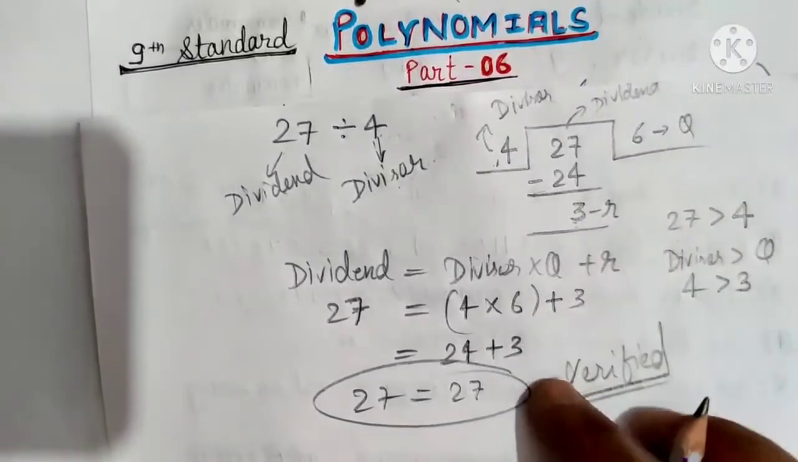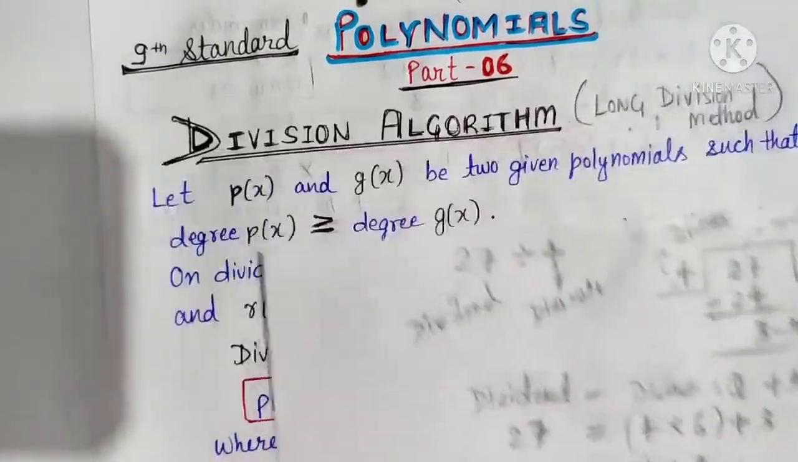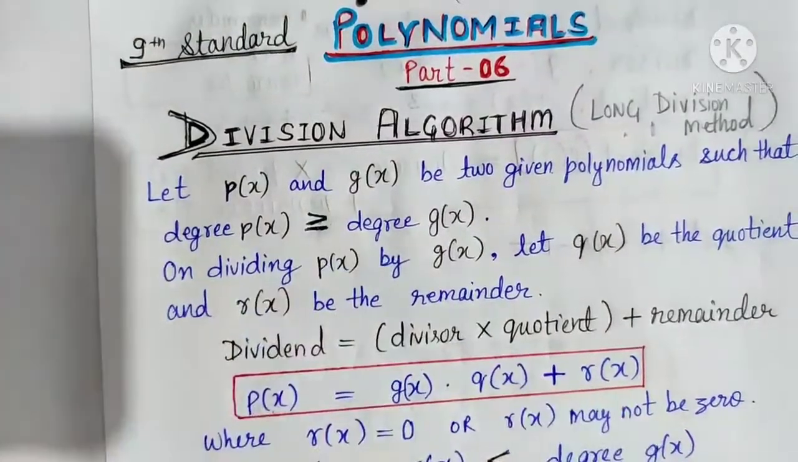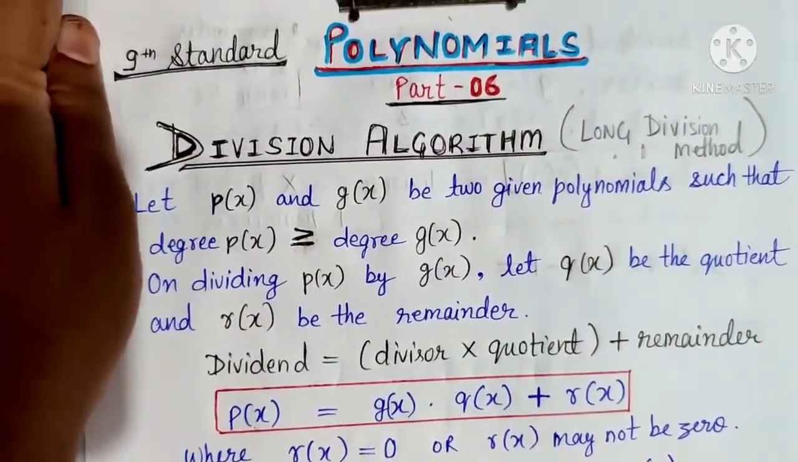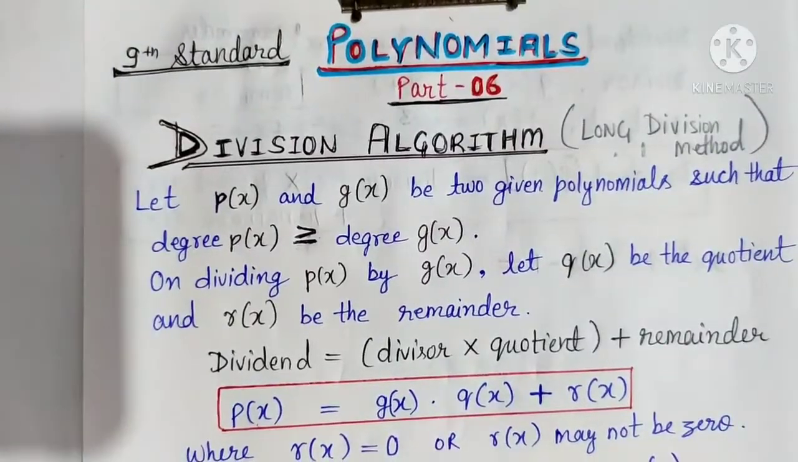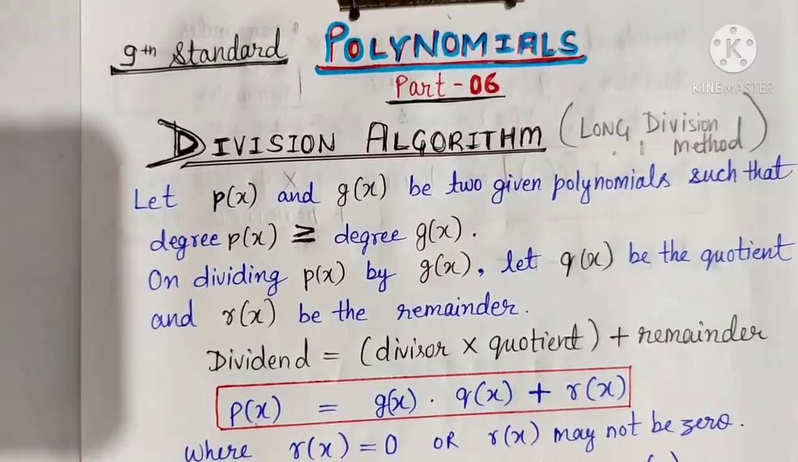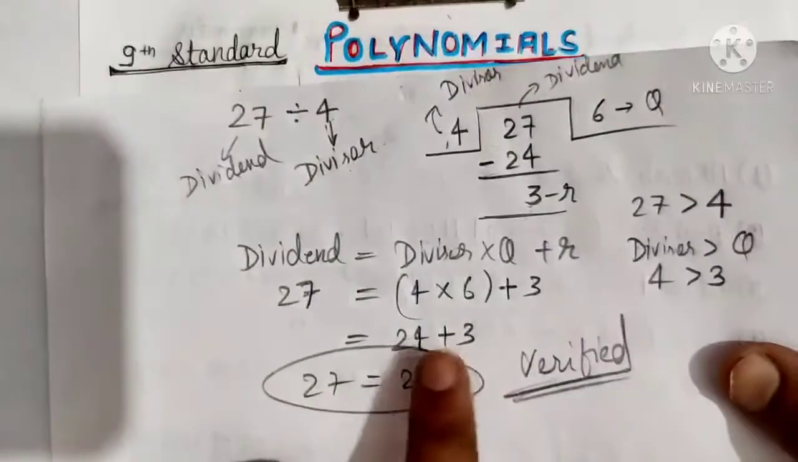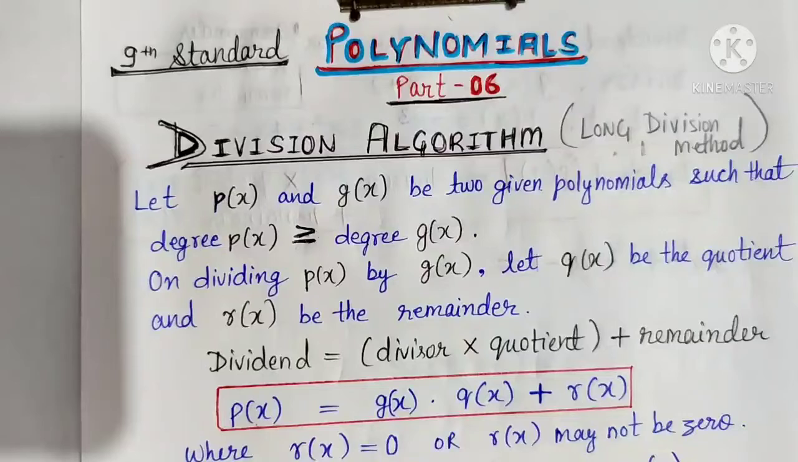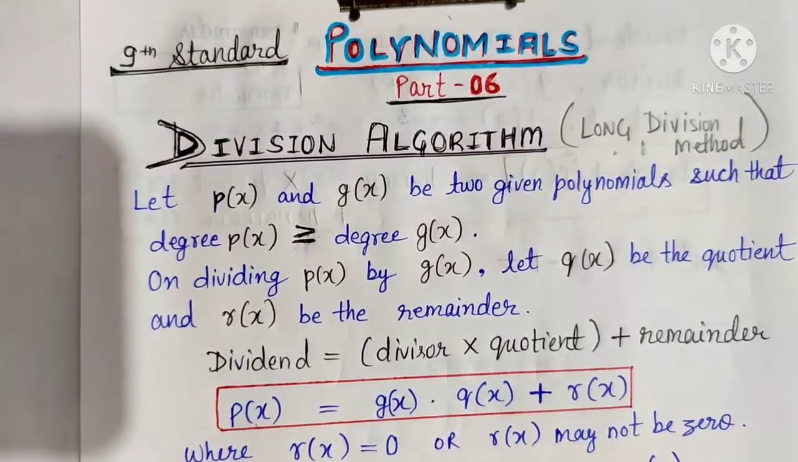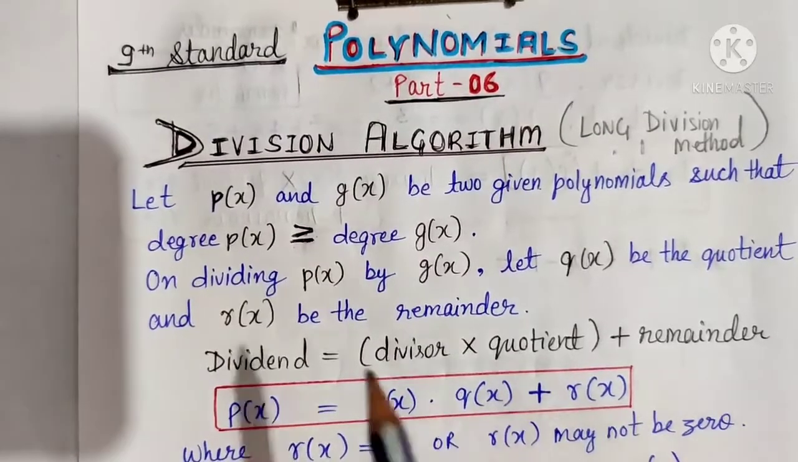Now this same thing we will learn here. As you can see, it is written p(x) and q(x). We are talking about polynomials, where algebraic expressions, constants and variables are there. The things which we have done in this example, we will do the same here. This is why it is known as division algorithm, because we will divide in the same manner, just the digits are different.